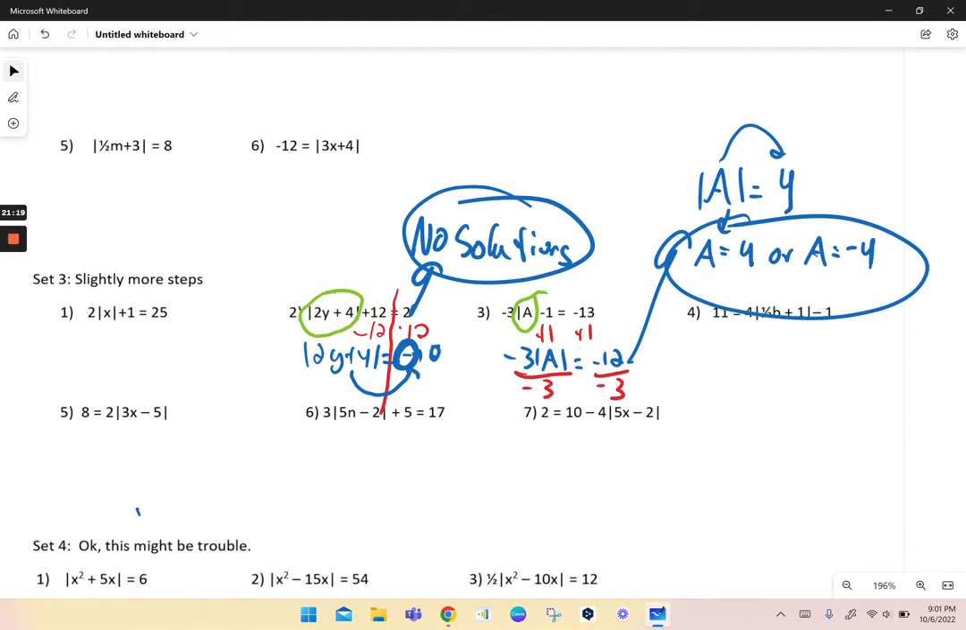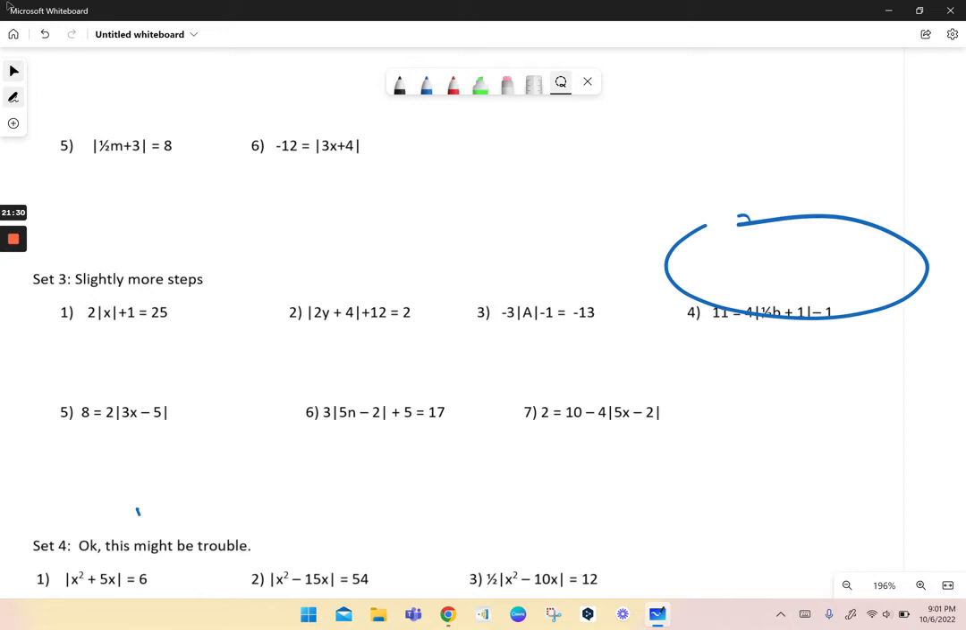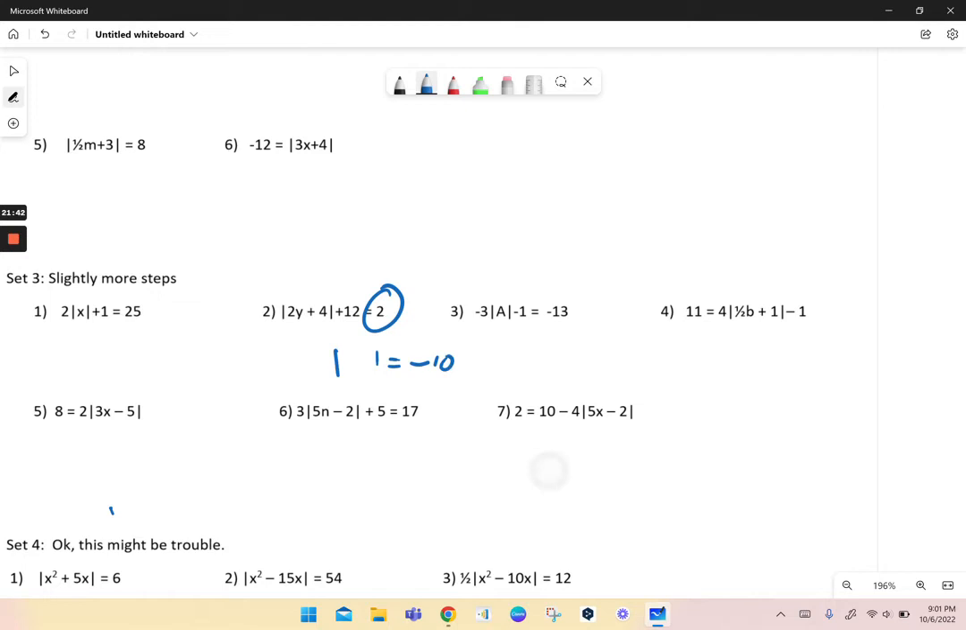I want to highlight that it's really hard to tell at the very beginning what's happening. Erase this. You'll notice that in number 2, it started out equal to a positive, but when we got the absolute value by itself, it was equal to a negative. Here it started out as a negative, but by the time we got the absolute value by itself, it was equal to a positive. And this one had no solutions. This one had 2 solutions, 4 and negative 4.